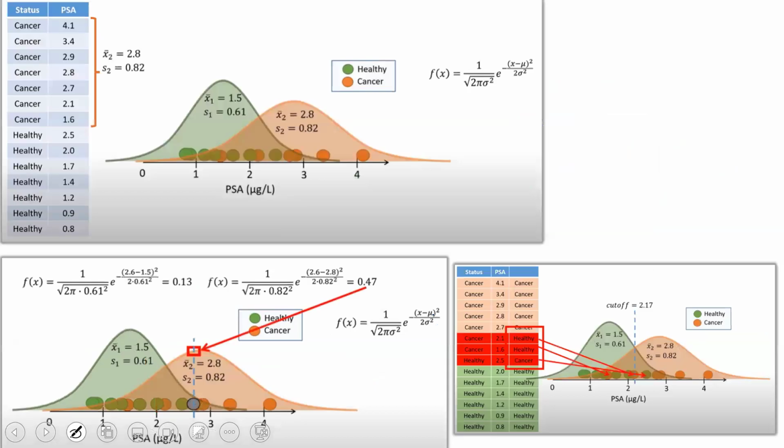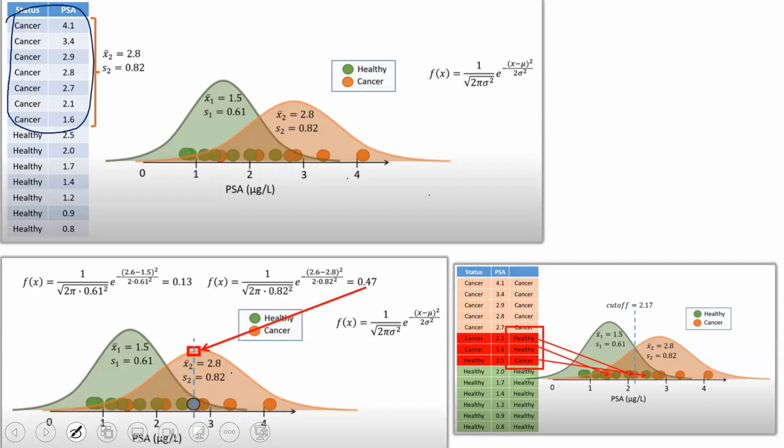Now, similarly for the second class, which is cancer, I calculated the mean and standard deviation and plotted this graph. Now I have plotted the Gaussian distribution for healthy and also for cancer. We plotted these graphs based on the given data set by calculating the mean and standard deviation. Now, if you are given a new data point, you want to classify whether it is a cancer or healthy data point.